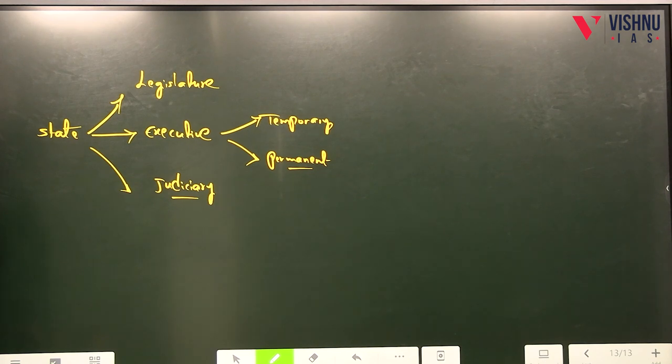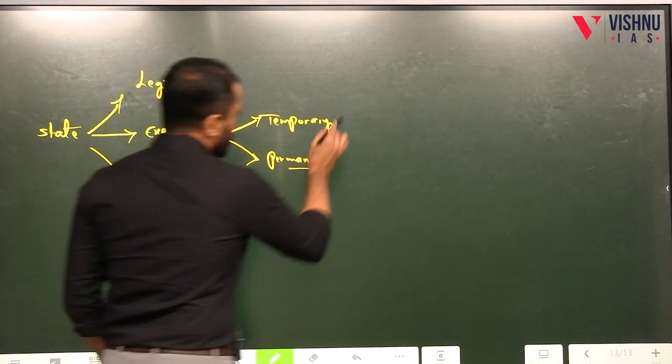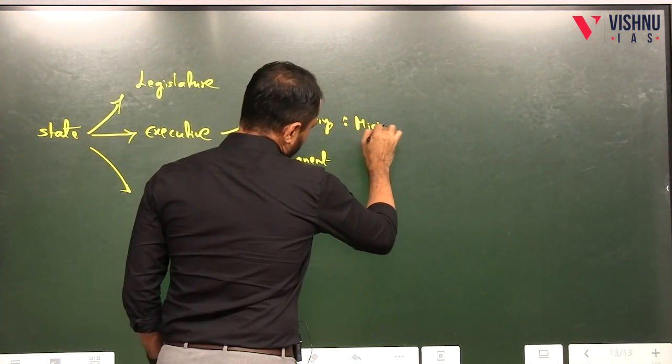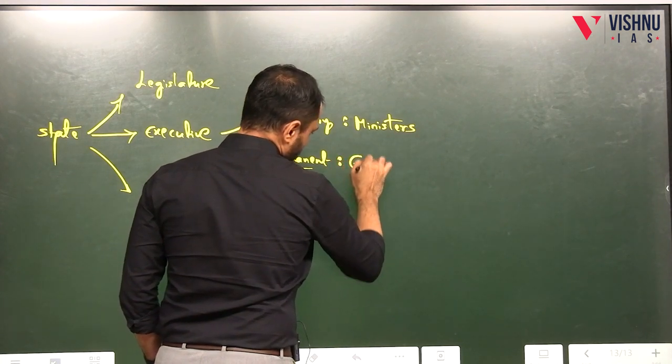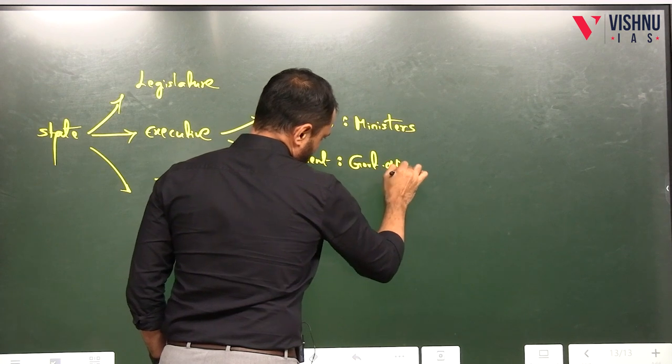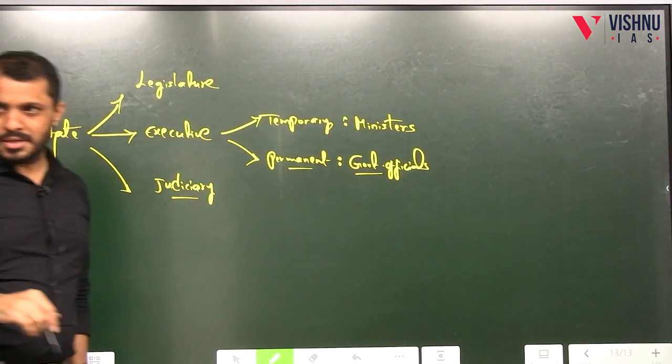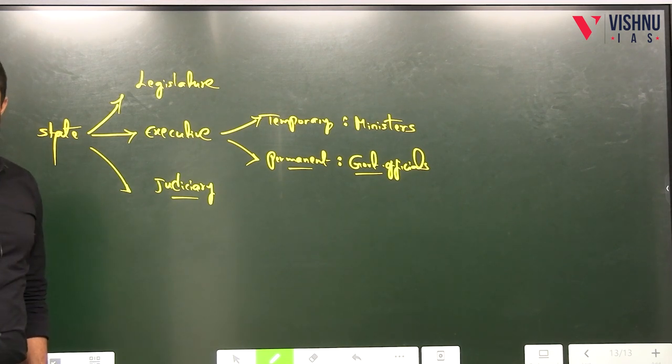Ministers, because ministers will come and go. But government officers stay in service. Not exactly, they will also be transferred, but that doesn't mean they will be removed from the service. Temporary means ministers. Permanent, obviously, government officials, bureaucrats. Now in Andhra Pradesh, there is an issue going on regarding the volunteers. Do volunteers come under the temporary executive or the permanent executive? Broadly, we can fit them in the permanent executive. But of course, they are not on the government payroll. Temporary executive means only ministers.